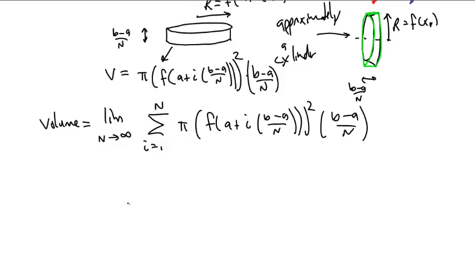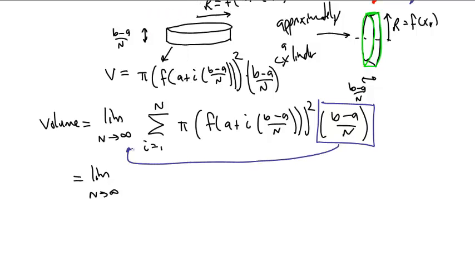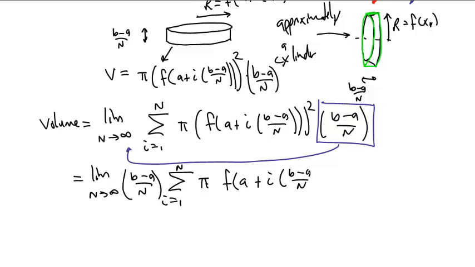And if you're thinking what I'm thinking, and I bet you are, you're thinking, why don't I take this b minus a over n, that doesn't have any i's in it, and therefore it's the same when i is 1 and 2 and 3 and 4 and 5. Why don't we pull that out front, and then we get b minus a over n, and then the sum i equals 1 up to n of, I'm going to keep the pi in there just for my own nefarious purposes, pi f of a plus i b minus a over n, and square that whole thing.